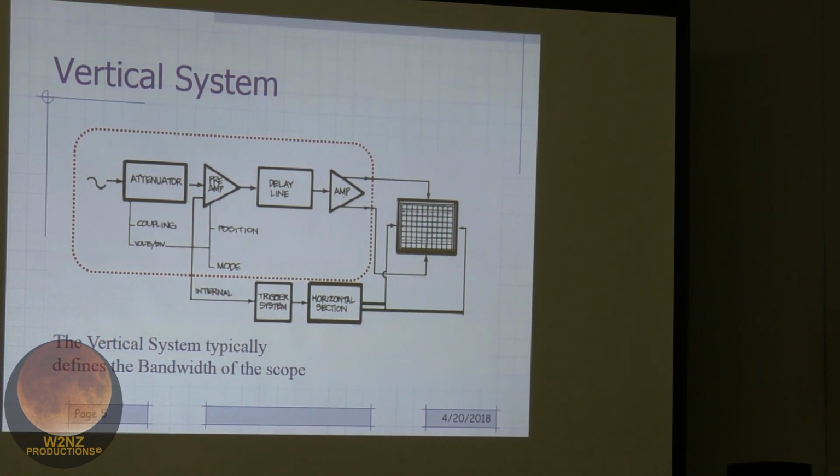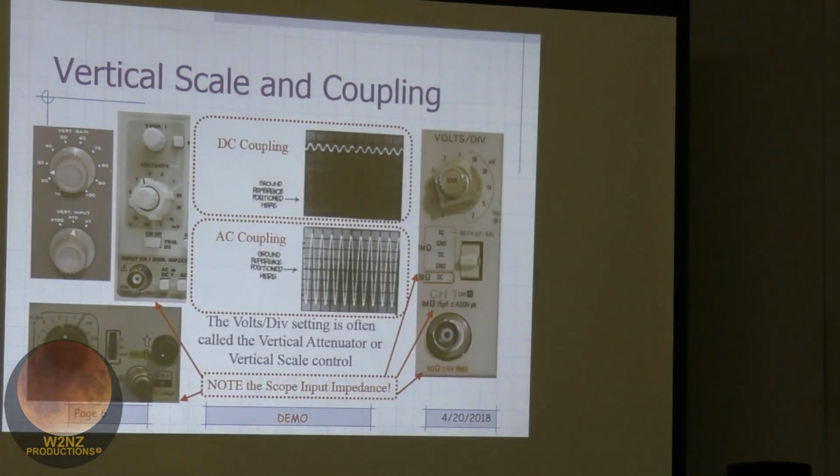Let's look at some of the other controls on the vertical system. I've got a couple of pictures here of different scopes, because depending on what scope you have, the controls will look a little different. There's typically a volts per division, and that's really the sensitivity control. This is the adjustment of that vertical attenuator, saying how many volts does it take to move the beam from one division to the next division on the screen. So if I'm at 1 volt per division, a 2 volt signal coming in will move me 2 divisions. Pretty simple.